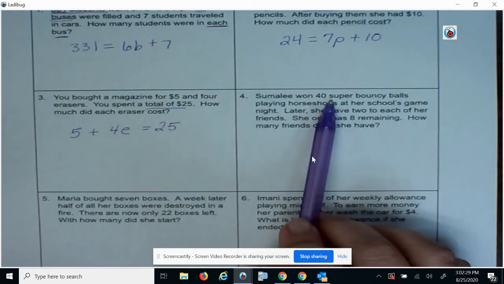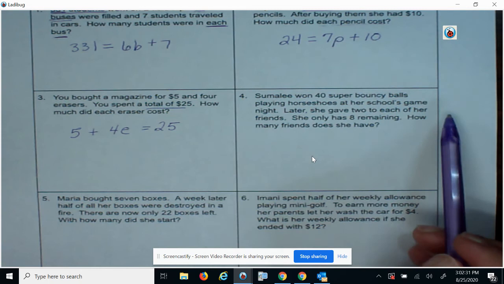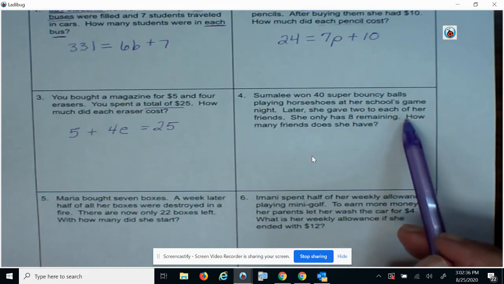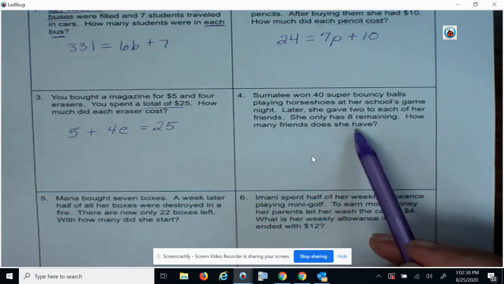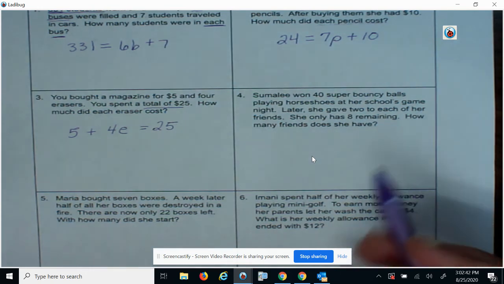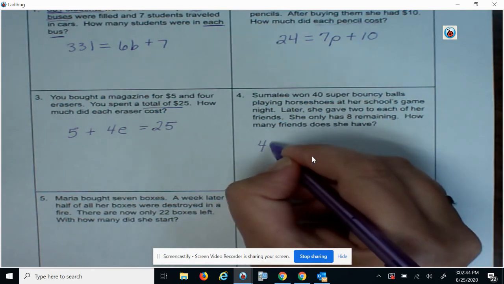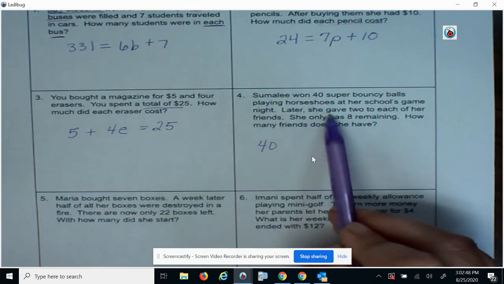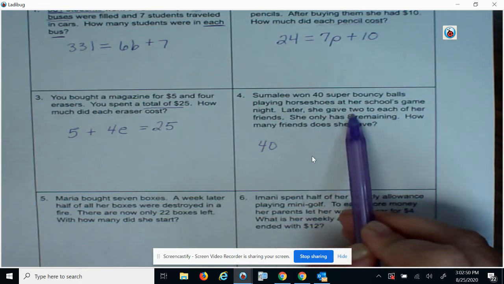Sumali won 40 super bouncy balls playing horseshoes at her school's game last night. Later, she gave 2 to each of her friends. She only has 8 remaining. How many friends does she have? Okay, so she started with 40 bouncy balls. Later, she gave 2 to each of her friends.